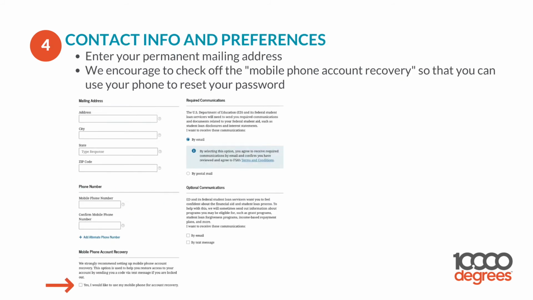Step 4, contact info and preferences. Enter your permanent mailing address. We encourage you to check off the mobile phone account recovery so that you can use your phone to reset your password.